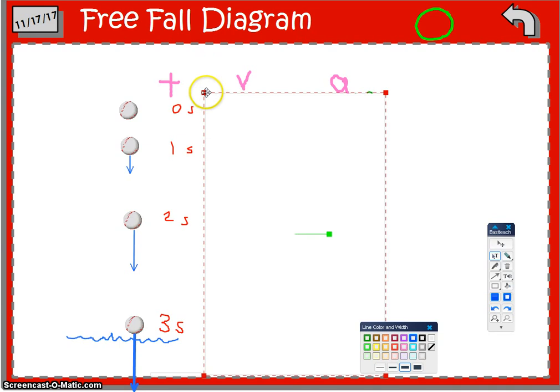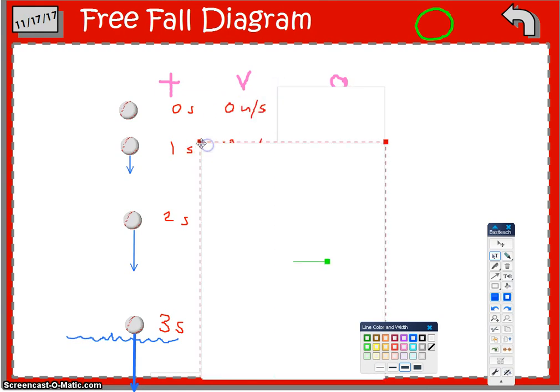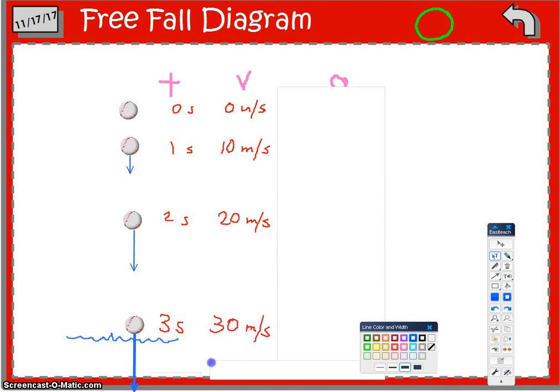Now let's look at the velocities. The velocity, because the acceleration is 10 meters per second squared, that means the velocity increases at a constant rate. So the velocity is going to grow. It's going to start at 0 meters per second in the beginning, right here. Then it's going to grow to 10 meters per second. Then it's going to be going 20 meters per second. Then 30 meters per second. That's how objects behave on Earth when you drop them, honestly.